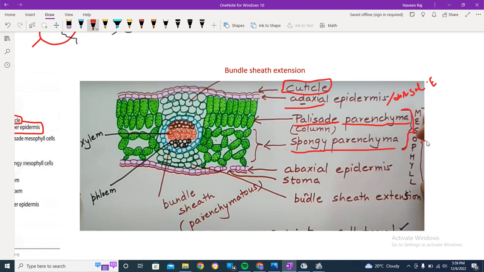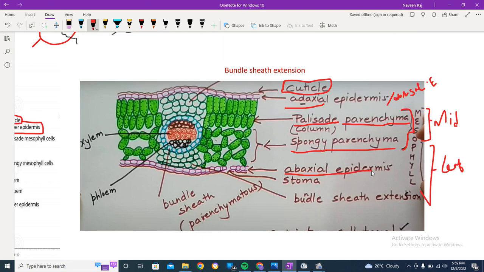Now meso here means middle, right? Here it means middle, and phyll means the leaf. Phyll means the leaf, so it is the middle layer of the leaf. The palisade parenchyma and the spongy parenchyma act as the middle layer of the leaf, and the spaces left behind in the spongy parenchyma are there because of the air passage and the water passage and all. So they are also beneficial by nature. Here we have got the abaxial epidermis.